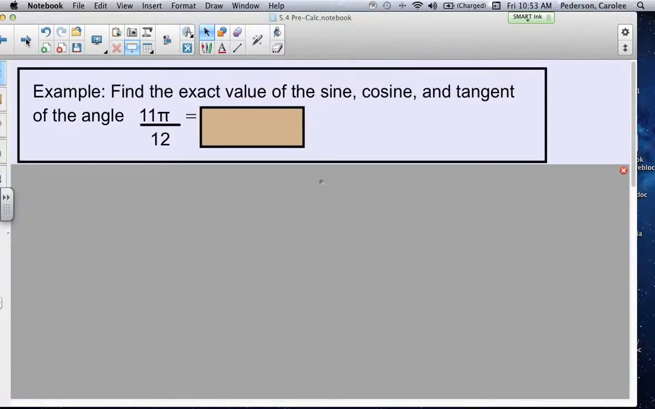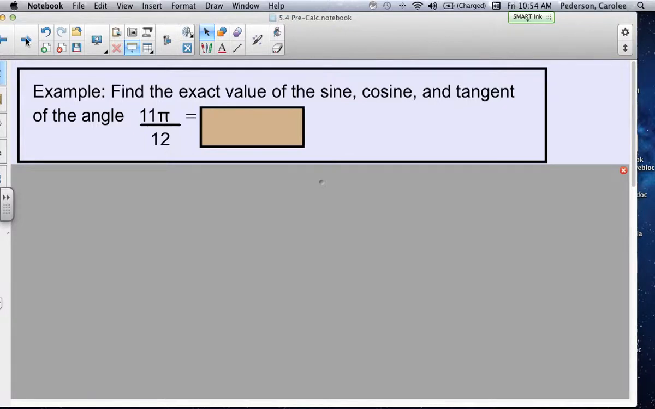All right, this is our last example question. Find the exact value of the sine, cosine, and tangent of this angle, which is 11 pi over 12. Now remember, 11 pi over 12 is also not on the unit circle. So like that previous example, which was 255 degrees, which is not on the unit circle, we're trying to figure out what two angles add or subtract to 255 degrees.